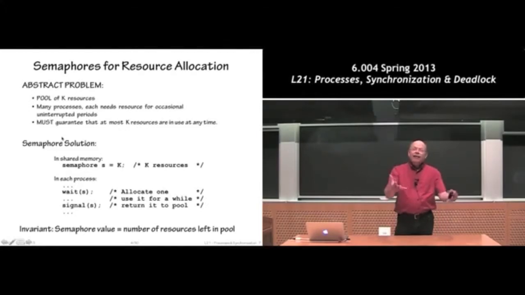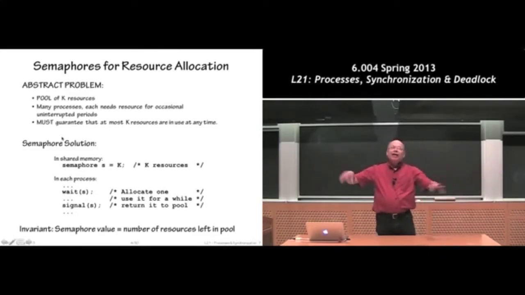If you do a wait on the laptop semaphore and it's 0, there's nothing for you to do. There's no laptop for you to use, no resource available. So in fact, you have to wait, and the wait will block until somebody somewhere else signals that a laptop has been returned to the pool, at which point your wait can now succeed.